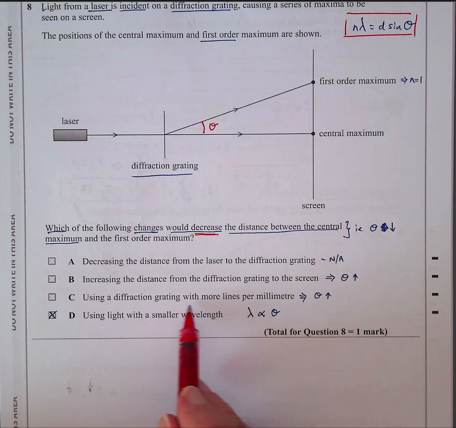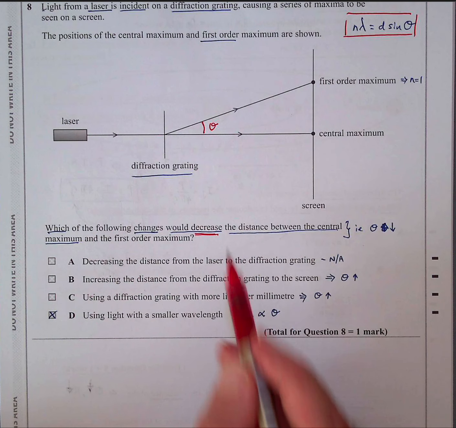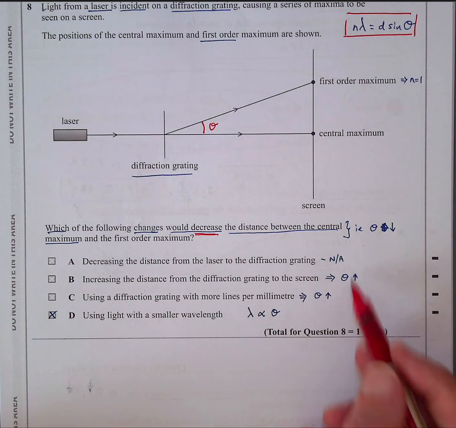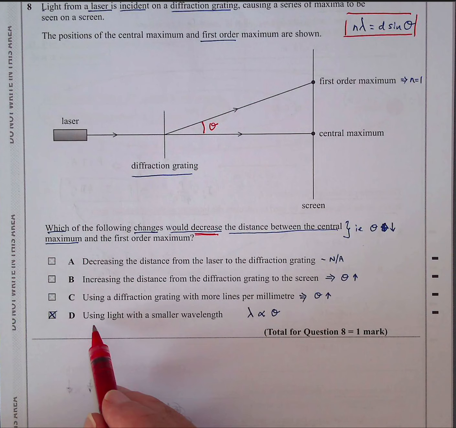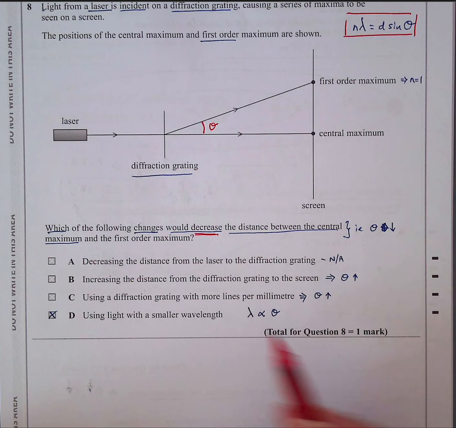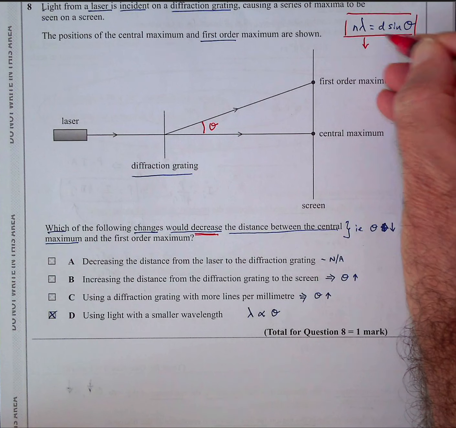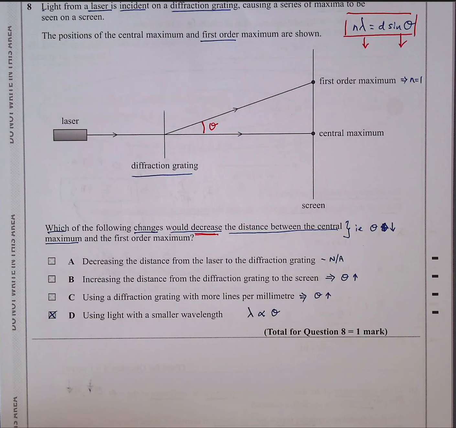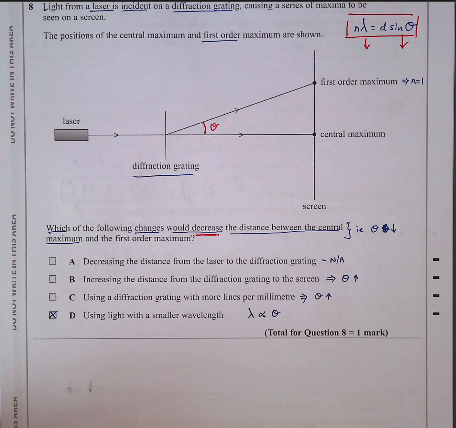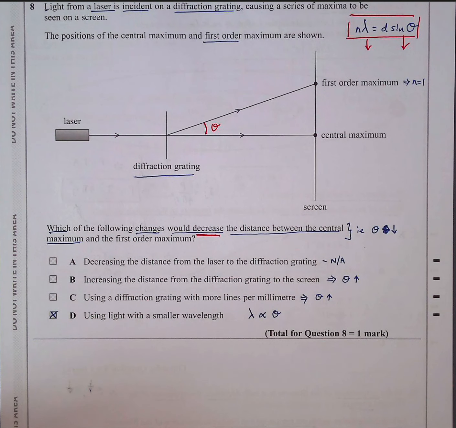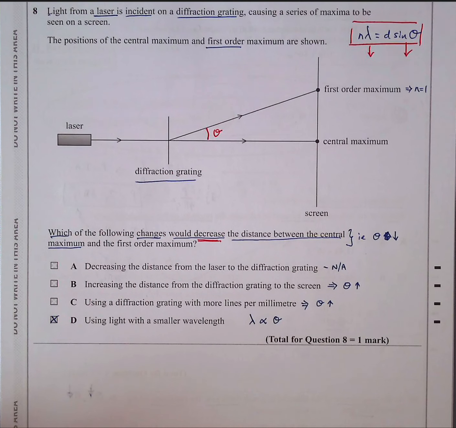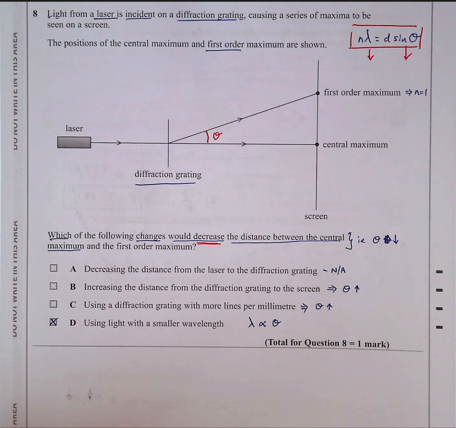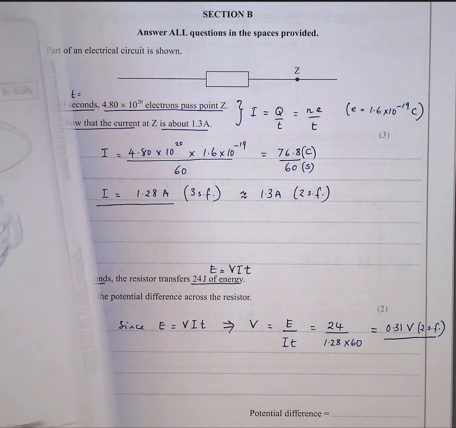If you use a diffraction grating with more lines per millimeter, that also causes it to spread out more. So these are two incorrect ones. But using a smaller wavelength, well, if lambda goes down, d is the same, n is the same, sine theta goes down, and sine theta varies according to theta, okay? Because at maximum 90 degrees sine theta will be at maximum, and at 0 degrees it will be at its minimum, okay?